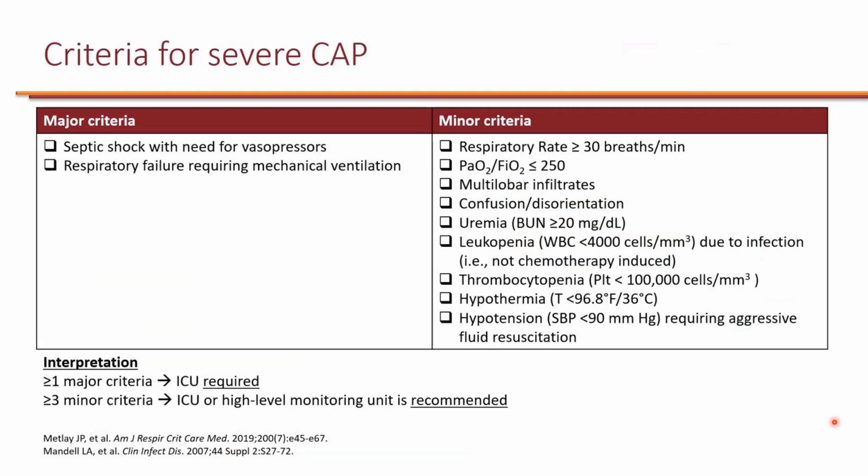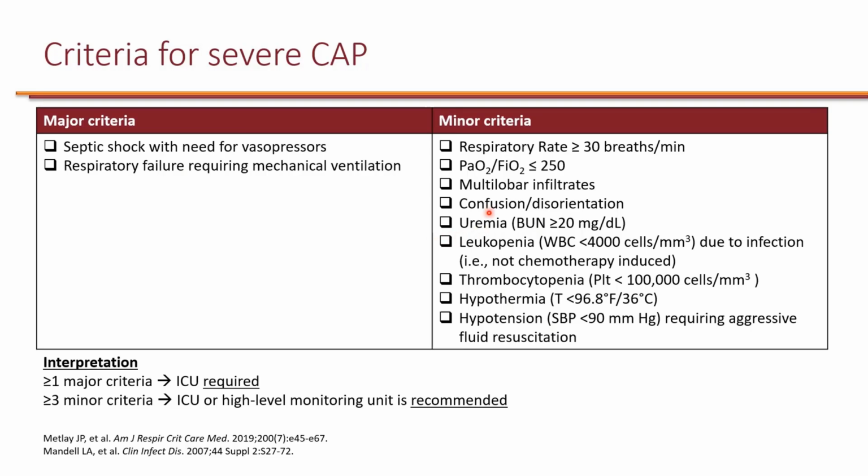Now, the 2019 IDSA guideline for CAP uses the same criteria as the 2007 guideline for classifying patients as having severe community-acquired pneumonia. There are 2 major criteria and there are several minor criteria. If the patient has one of the 2 major criteria, it will be considered severe pneumonia. And basically, with severe pneumonia, for the most part, the patients will likely need to be in the ICU. The criteria here are septic shock with need for vasopressor, which can only happen in the ICU, and of course, respiratory failure requiring mechanical ventilation. Both vasopressor and mechanical ventilation will require patients to be admitted to the ICU.